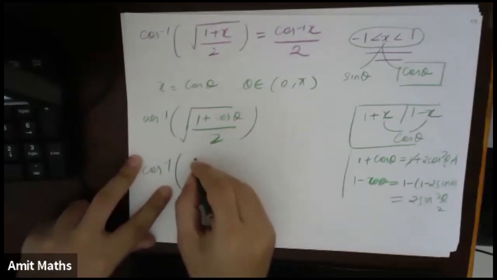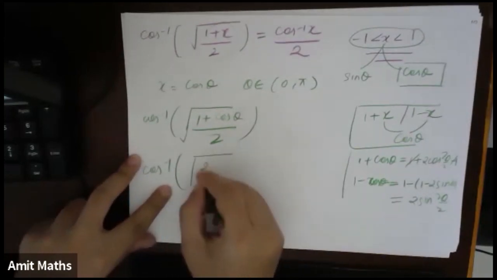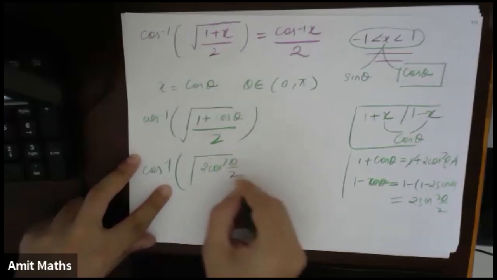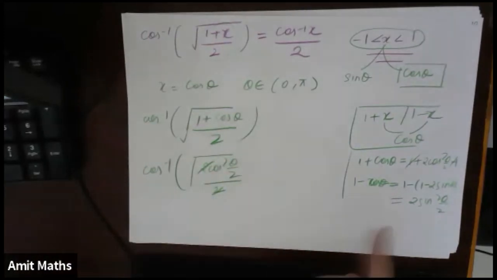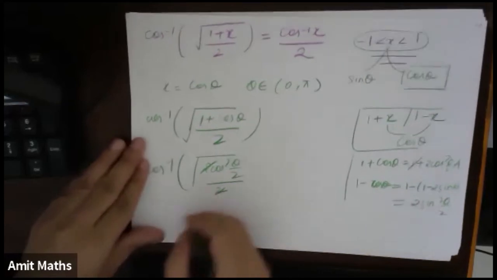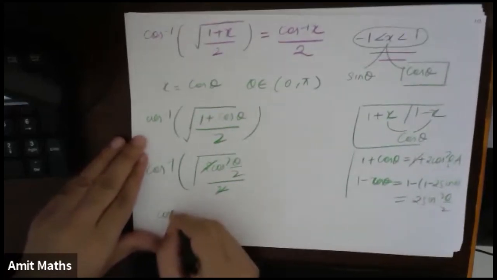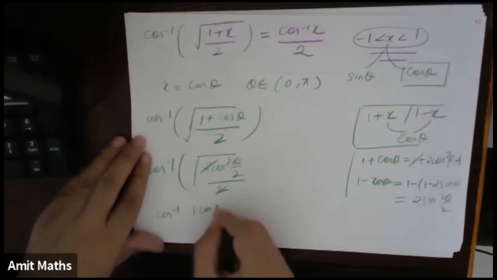So this will simply become under the root of 2 cos square theta by 2, divided by 2. Now this is 2 cos square theta by 2, which will come out to be mod of cos theta by 2. So this is cos inverse of mod of cos theta by 2.